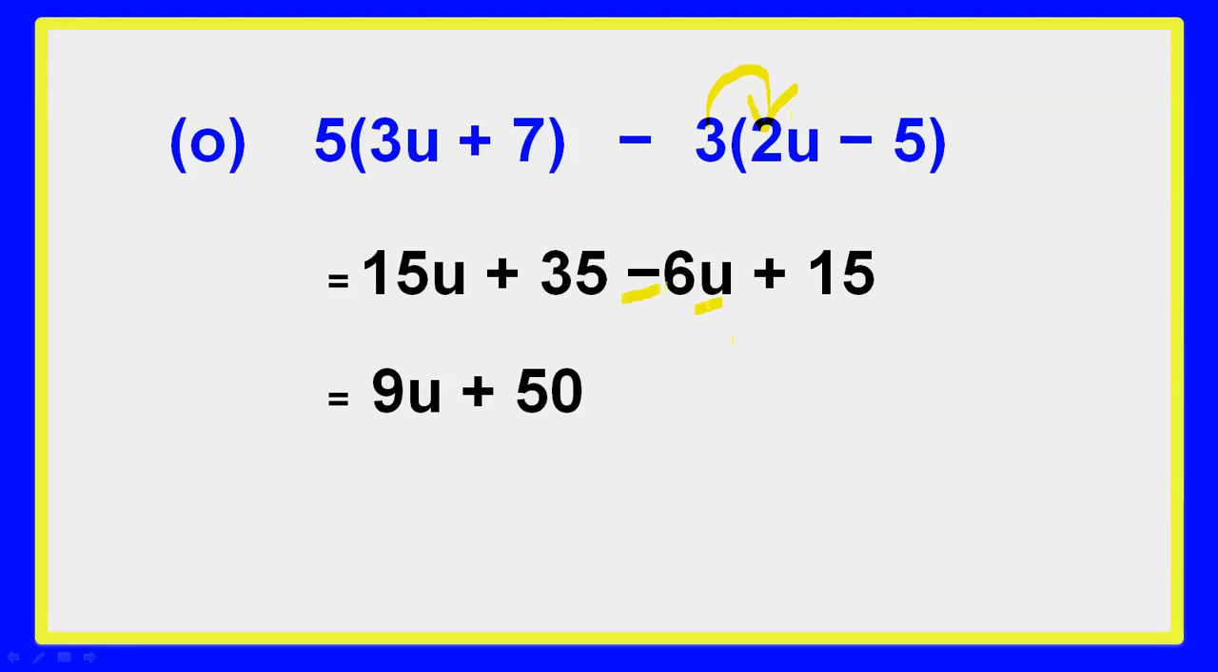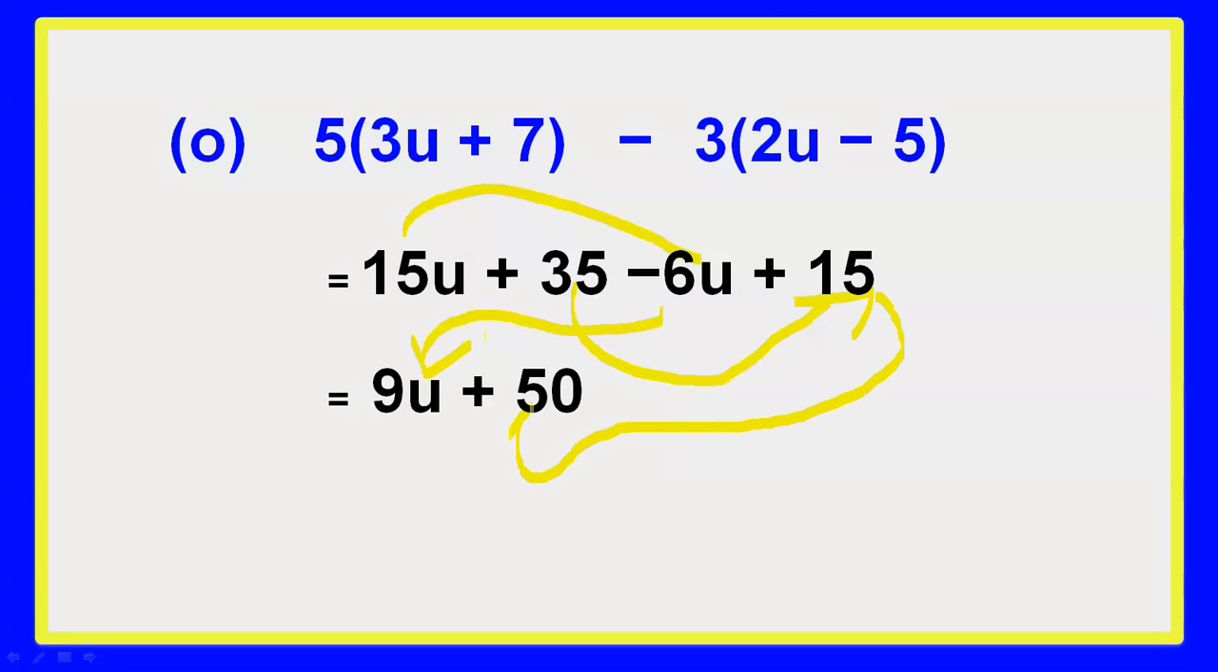And what about the sign? Negative sign. Minus minus should be plus. And what about the number? 5 times 3, 15. So what is my final result when I'm solving these? 15u minus 6u, that is going to be 9u, plus 35 plus 15, what I am getting here, it's 50.